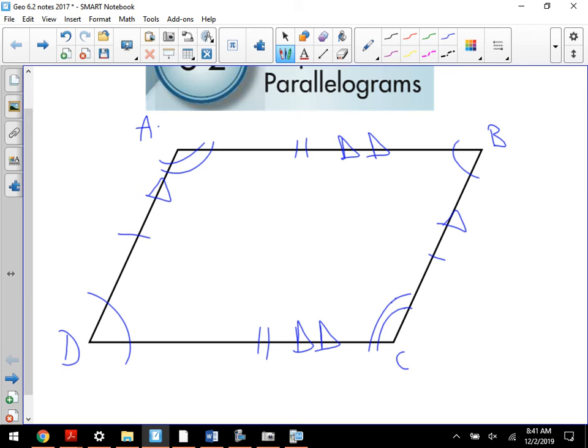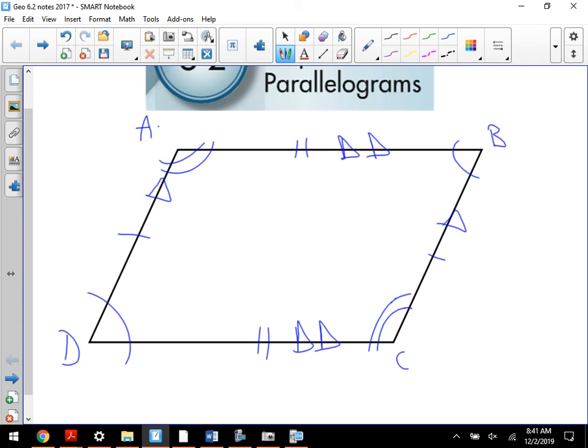They're always supplementary, which means they always add to what? 180. So A and B would add to 180. B and C would add to 180. C and D would add to 180. D and A would add to 180. A and C are equal to each other. They don't necessarily add to 180. Right? That's what that means. All right.